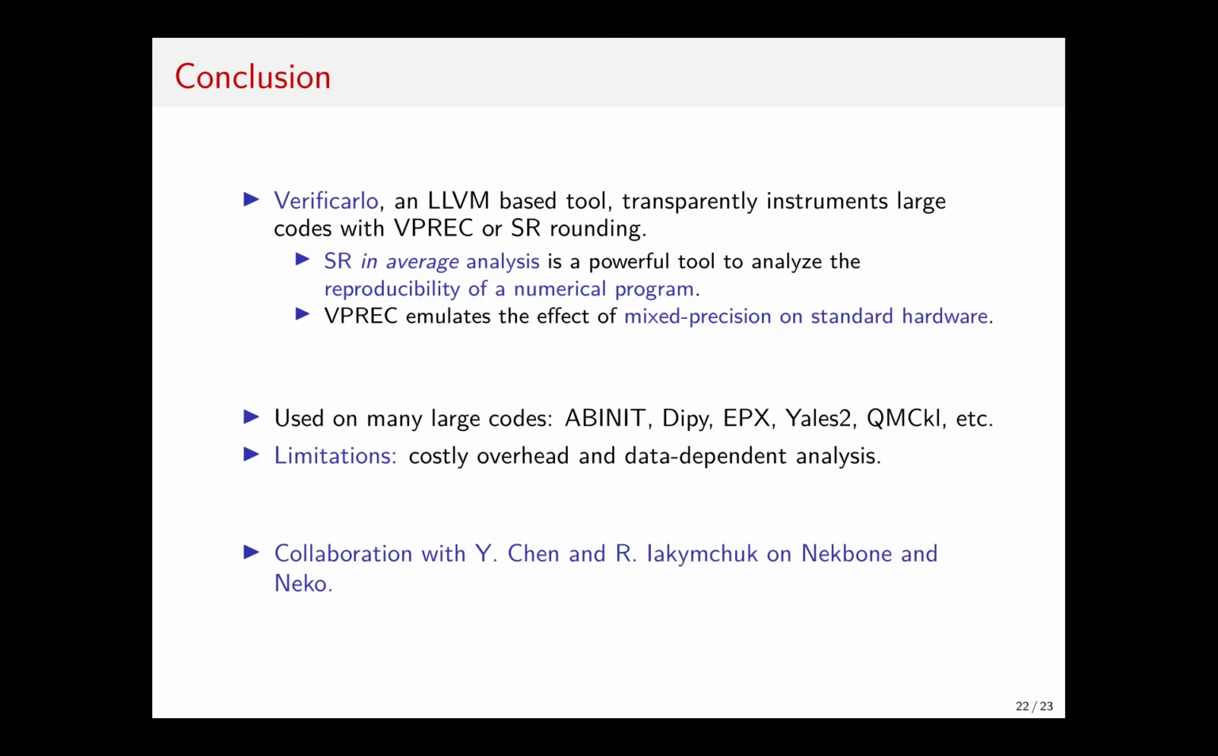It's an expert tool. It requires collaboration between the numerical expert and the physicist that really knows his code. But it allows to check for accuracy. And one of its limitations is that it has a costly overhead, as I showed, and also the analysis is data dependent. So usually, if you really want to be confident, you have to check in many different data inputs before getting some confidence that you can move to a lower precision.